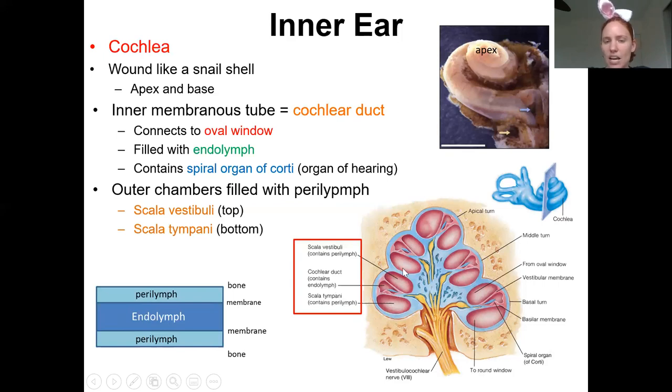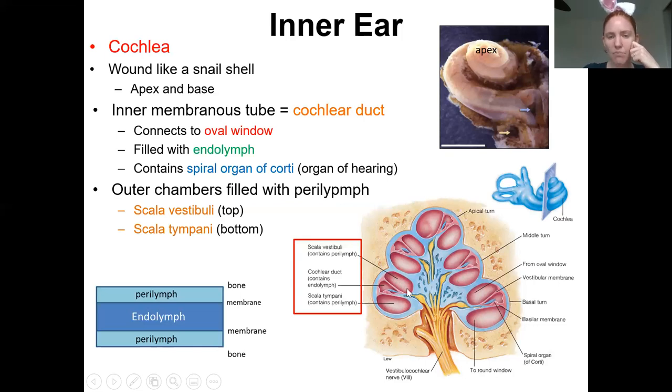And then, because the cochlear duct is connected to the bony wall, what that does is it creates a top chamber and a bottom chamber. So in the middle here, that's the cochlear duct, also known as scala media. If you ever see that term, it's the same thing as cochlear duct. I prefer cochlear duct. Okay, so we have the cochlear duct in the middle.